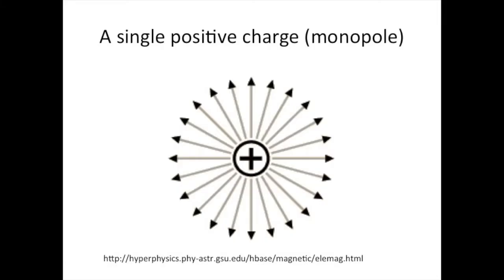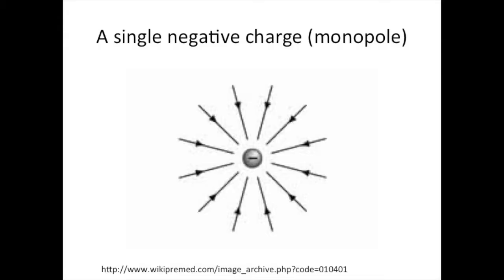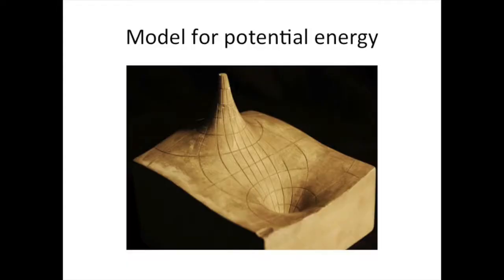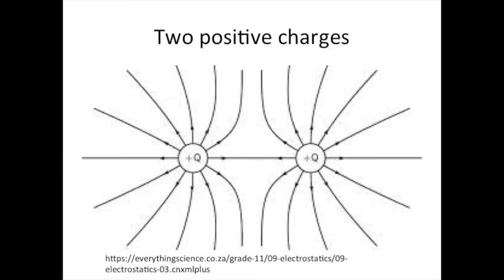And so a single positive charge looks like this. All the arrows are pointing away. A negative charge, all the arrows are pointing in. And you can imagine that negative charge is down in a hole, and all the arrows are pointing downhill. Okay, if you have two positive charges, this is what it looks like. Those field lines point away from each other. Right? And if they're equal positive charges, they have an equal number of lines coming off them.